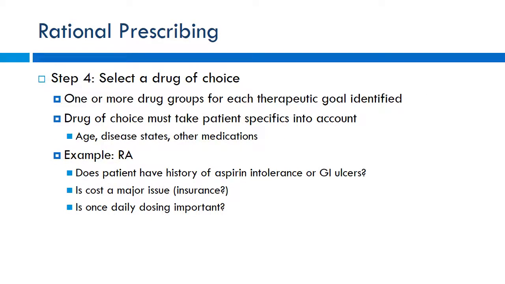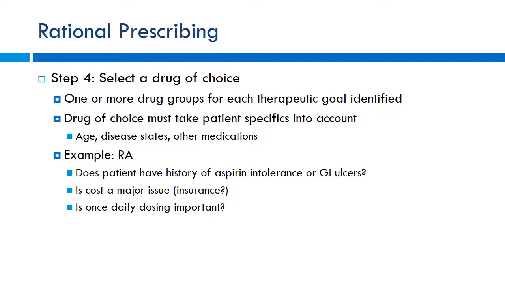So you want to select a drug of choice. Again, one or more groups of drugs may be used to try to satisfy these goals. We like to do one drug if possible, but sometimes you need multiple ones. And you need to take into account what's the age of the patient, what kind of other disease states do they have? Do they have concomitant diabetes? Do they have kidney issues? That may make things like non-steroidal drugs a poor choice for that patient. Look at what other medications they're already on.